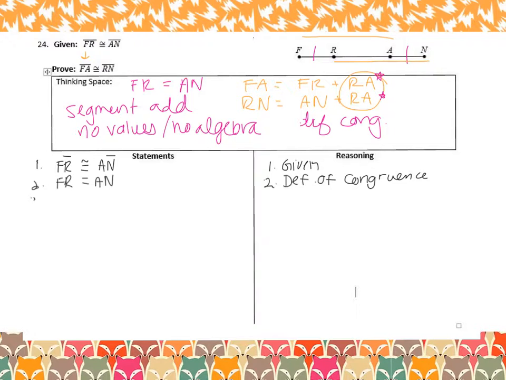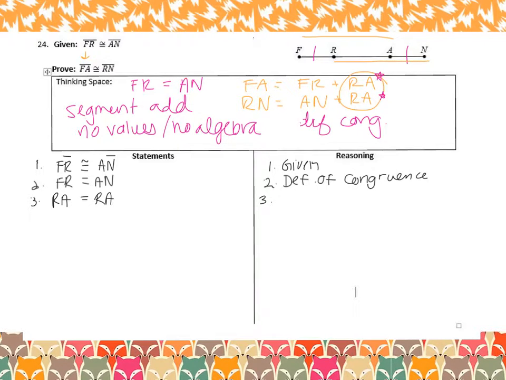So again, you might be like, what? Of course it's equal to itself. Well, in a proof, you really have to establish that. So the length of segment RA is equal to the length of segment RA. And again, we're going to be using RA in two different segments. So this really is kind of a necessary statement, even if it feels kind of weird to write that.